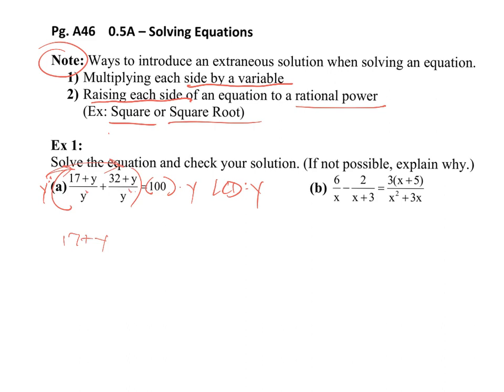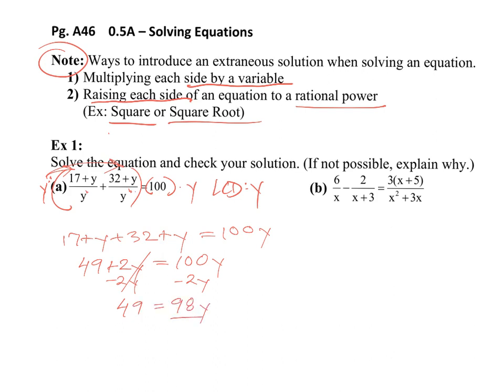All right, so distributing here, the y's will cancel, and I get 17 plus y. Distributing to the second term, the y's cancel once again, and I get 32 plus y. That's equal to 100y. So then I end up with 49 plus 2y equals 100y. Subtract 2y, and I get 49 is equal to 98y. Divide by 98, and y is equal to 1/2.